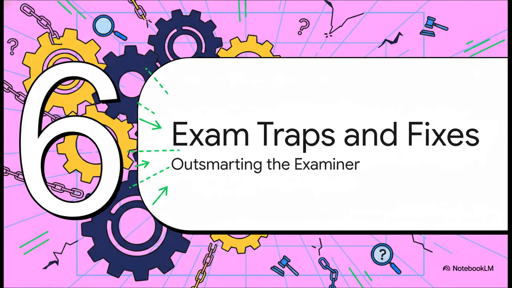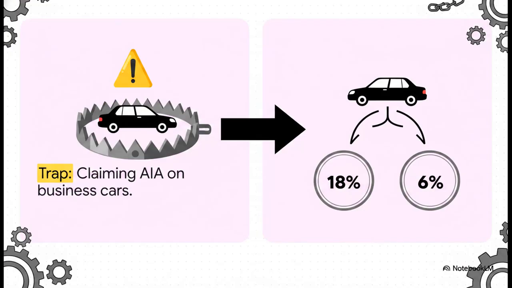Section 6, Exam Traps and Fixes, Outsmarting the Examiner. All right, time to expose the most common tricks the examiner uses to trip students up. Here is an absolute classic. The trap, claiming the annual investment allowance on business cars. Do not get caught out by this. It happens all the time. The fix is incredibly simple. Remember that cars are literally never eligible for the AIA, no matter what the scenario implies. You must always allocate them directly to either the 18% or 6% pools based strictly on their CO2 emissions.